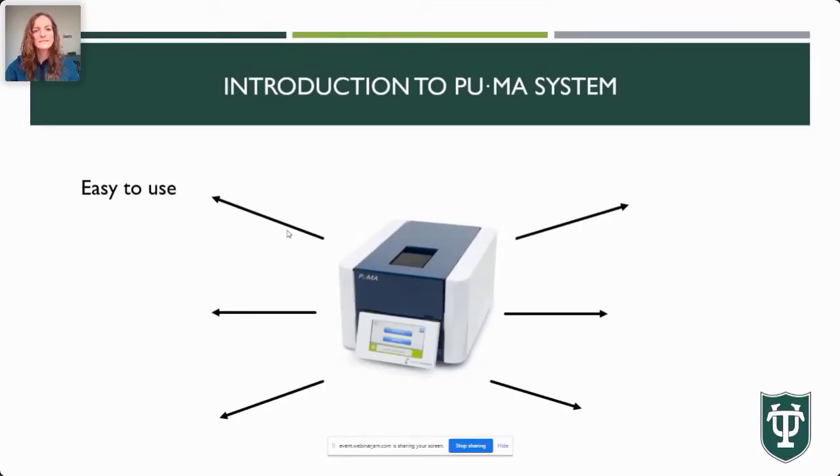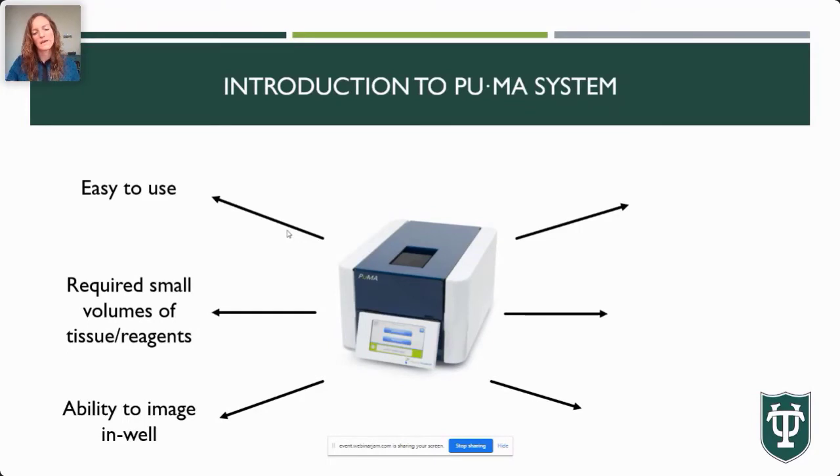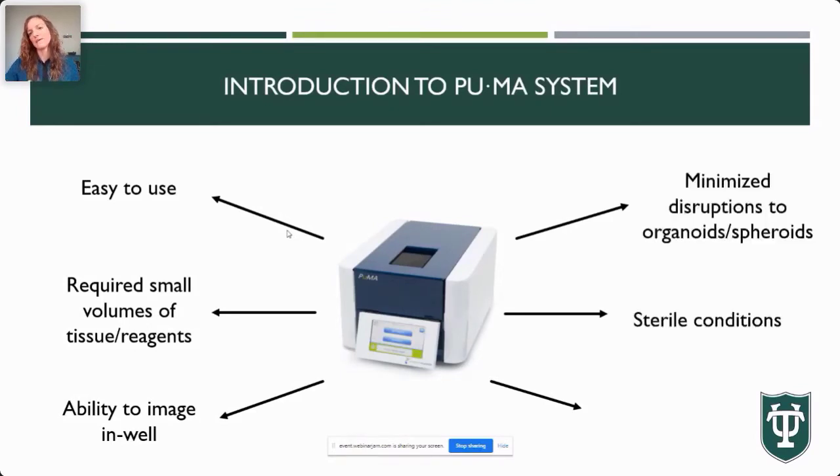It was surprisingly easy to use, which I often told Evan, but it's very true. The system required only small volumes of tissues and reagents, which helped us combat our concerns with tissue availability. We were able to image these studies in the well without having to transfer the samples to our imaging system. It also minimized disruption to the organoids or spheroids using those microfluidics chambers, and this is all under sterile conditions. This PUMA system fits in your incubator, so it's really easy for us to use. And there were diverse applications with various biologic endpoints.